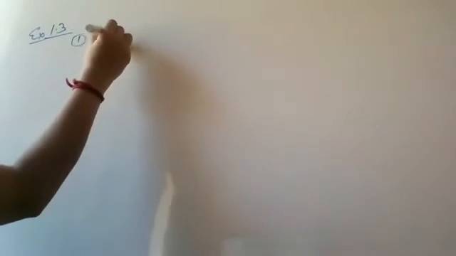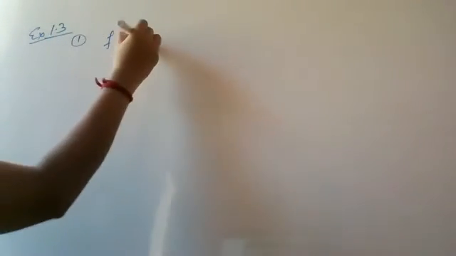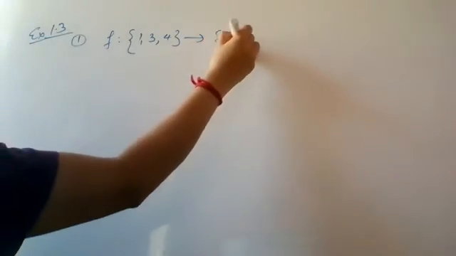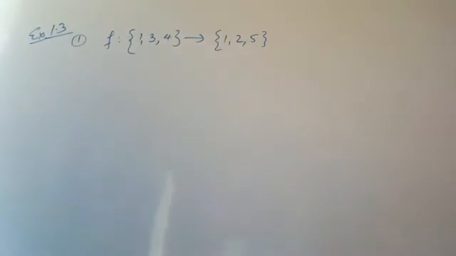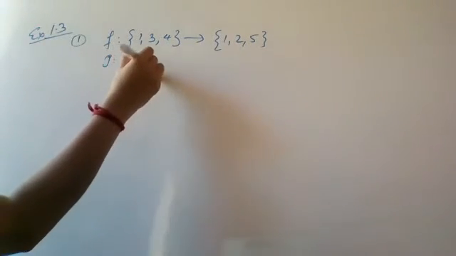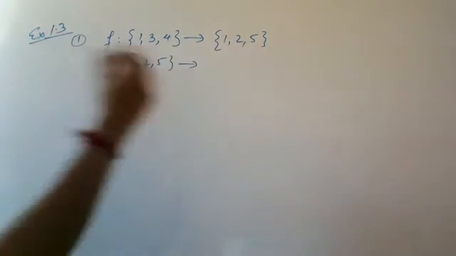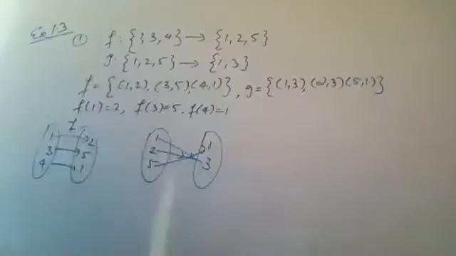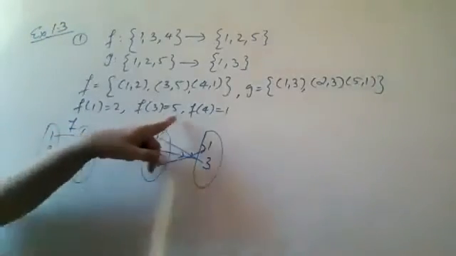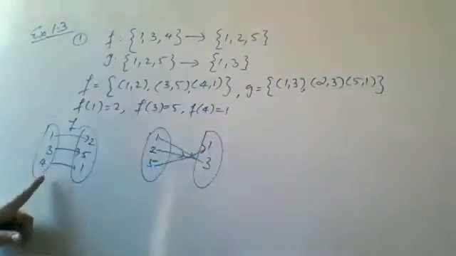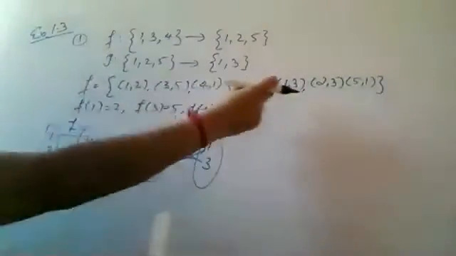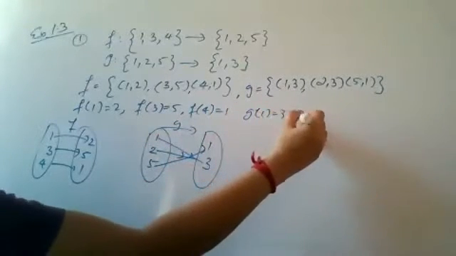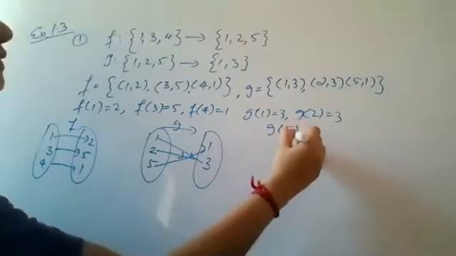Let f from {1, 3, 4} to {1, 2, 5} and g from {1, 2, 5} to {1, 3} be given by, the meaning is f of 1 is 2, f of 3 is 5 and f of 4 is 1. And g is {1, 3}. So here this is your g. That means g of 1 is 3, g of 2 is 3 and g of 5 is 1.